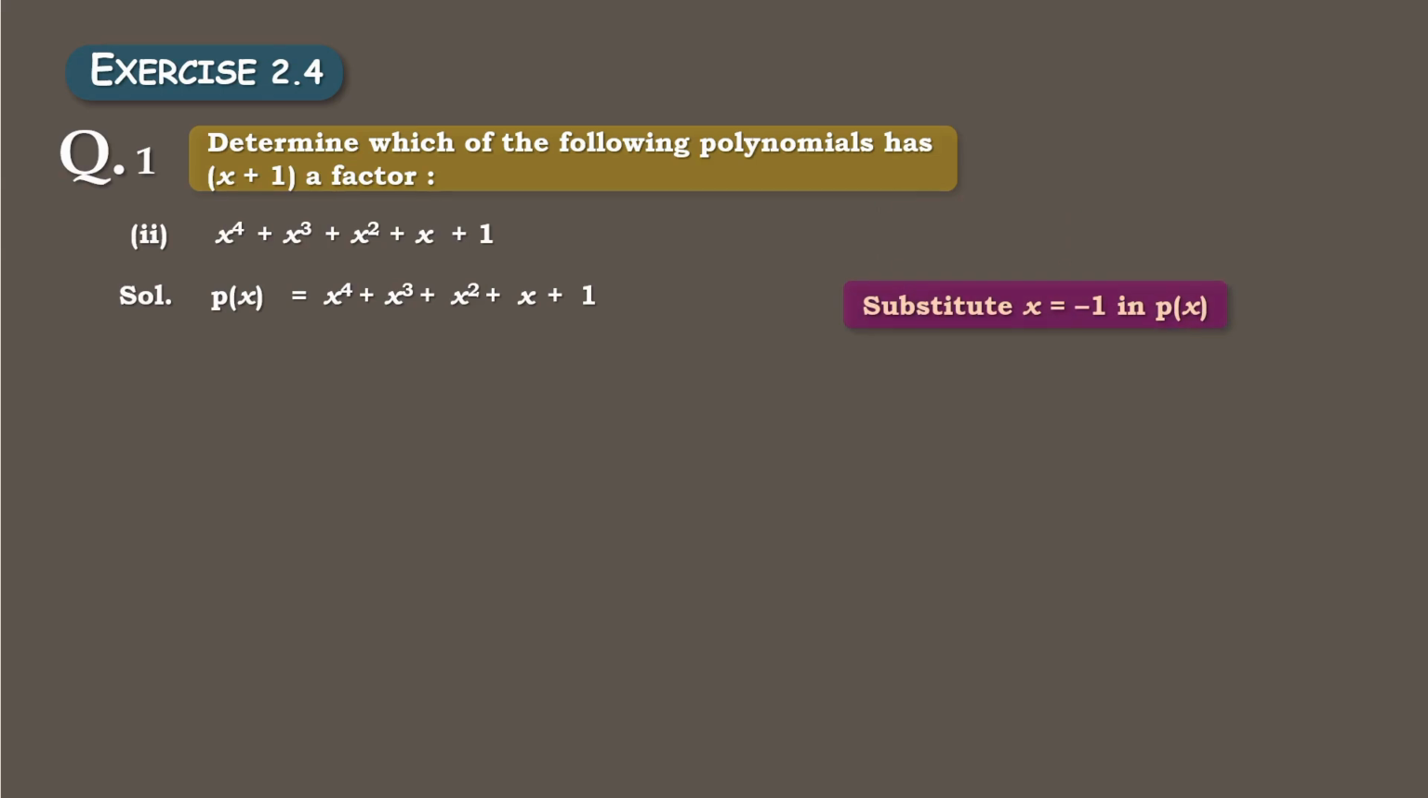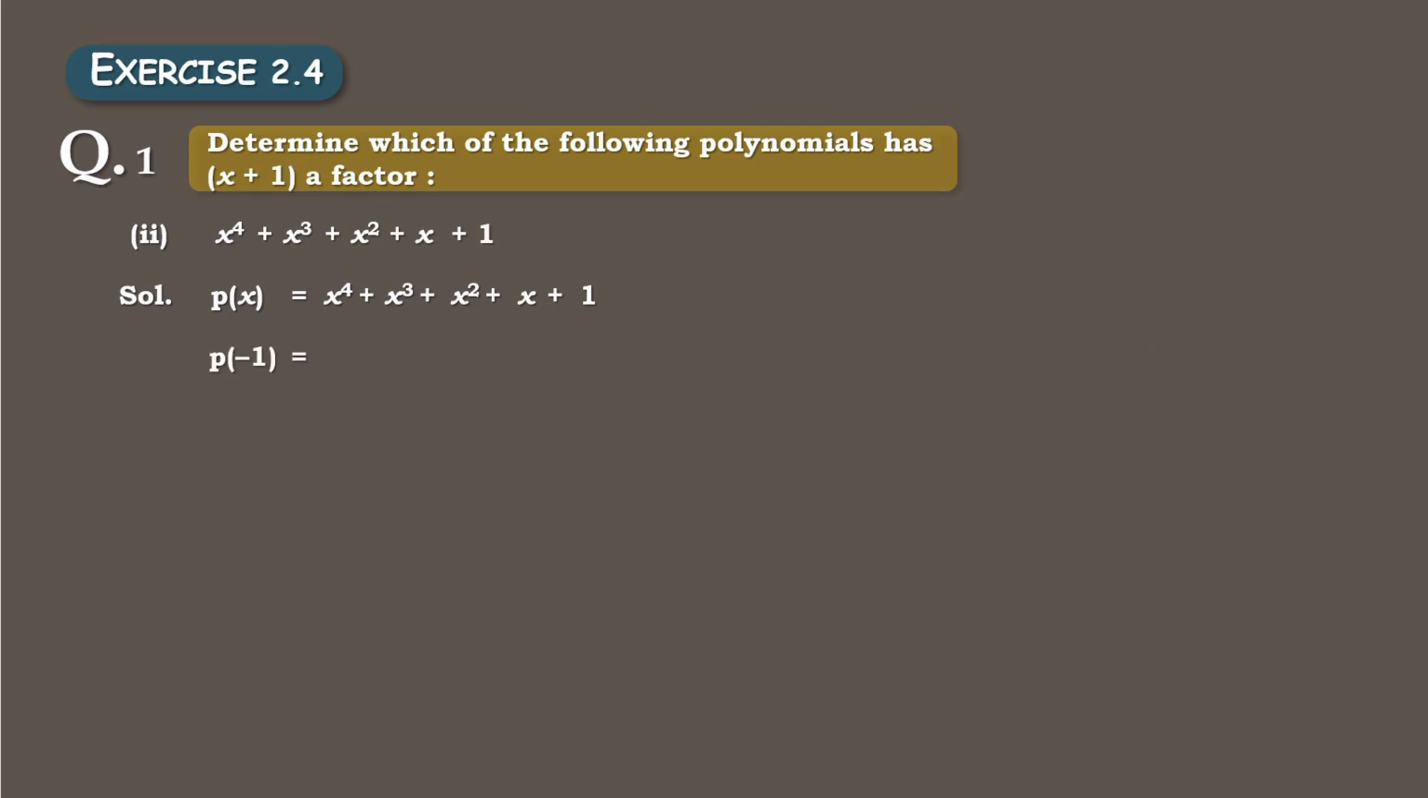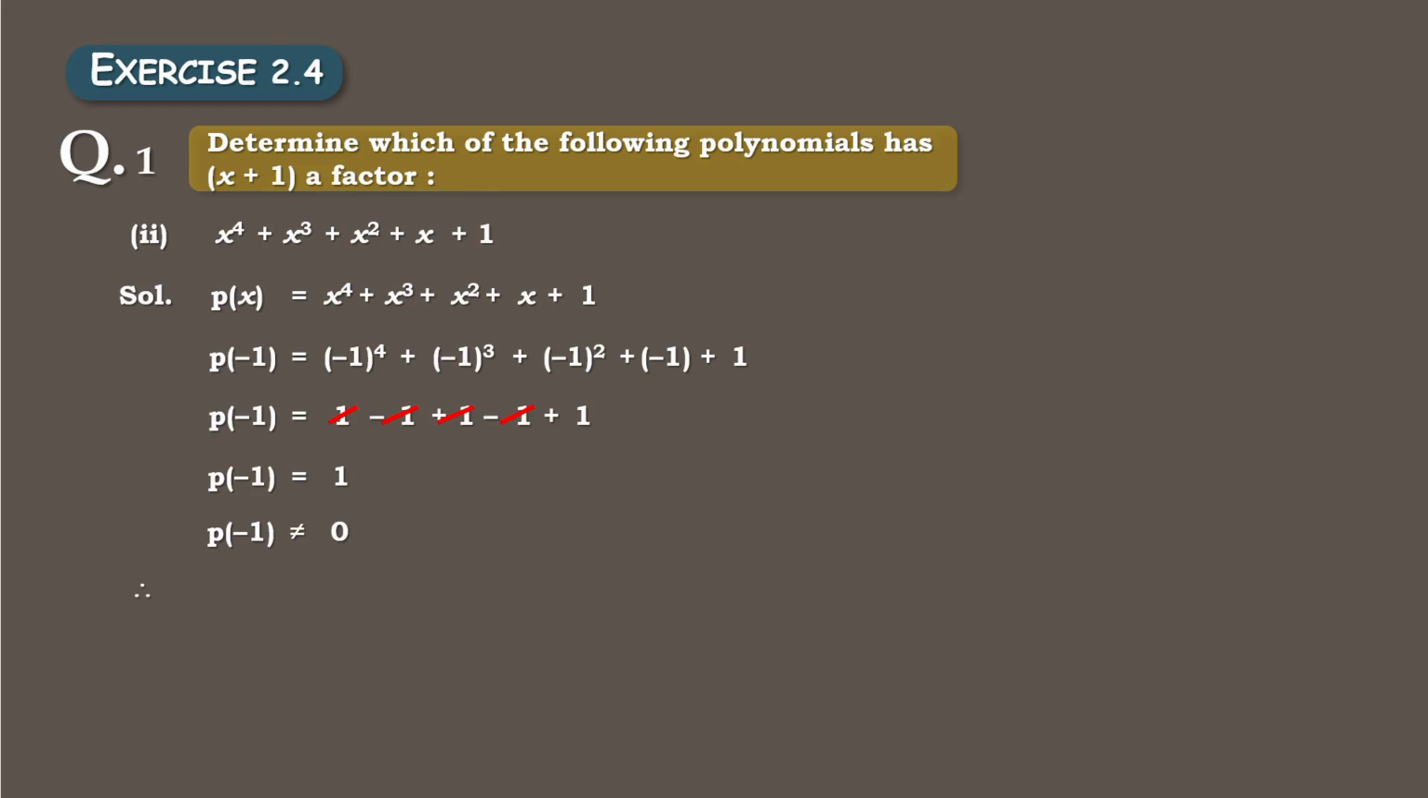So first, we put x equal to minus 1. Now we substitute minus 1 in the given polynomial. We replace x with minus 1 in each term and simplify step by step. After simplifying all the terms and adding them together, the final value comes out to be 1. Since the value of the polynomial at minus 1 is not equal to 0, we conclude that x plus 1 is not a factor of the given polynomial. Therefore, x plus 1 is not a factor of the polynomial x power 4 plus x cubed plus x squared plus x plus 1.